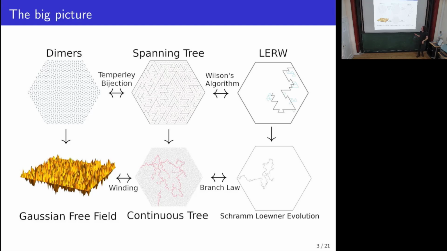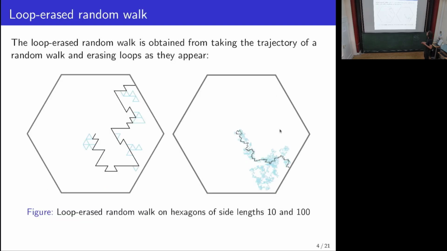And so the connections above, the Temperley bijection and Wilson's algorithm, they in some form survive this. This one survives very clearly, by saying a single branch of this tree has the law of SLE2. This one, maybe one could say is a bit vague, the winding, but this will not be the focus of the talk. The focus of the talk will be on the right-hand side. What I said now was all known before, and I first wanted to say what is a loop-erased random walk.